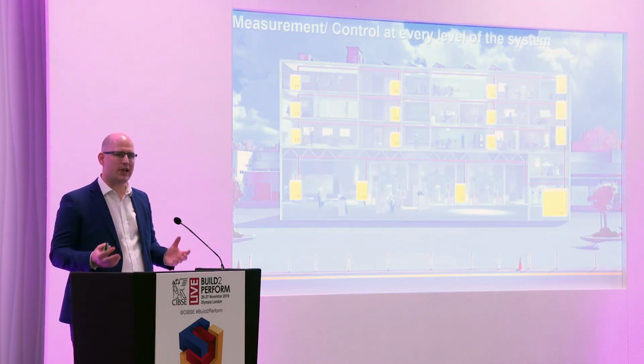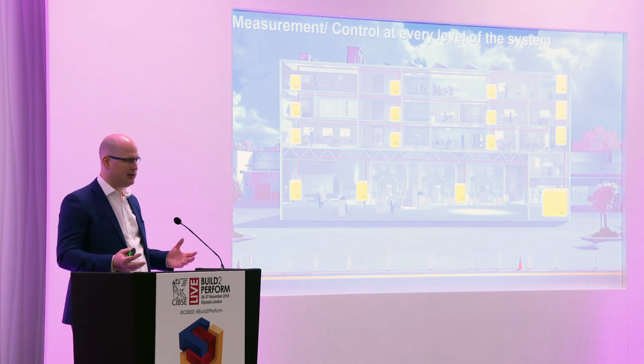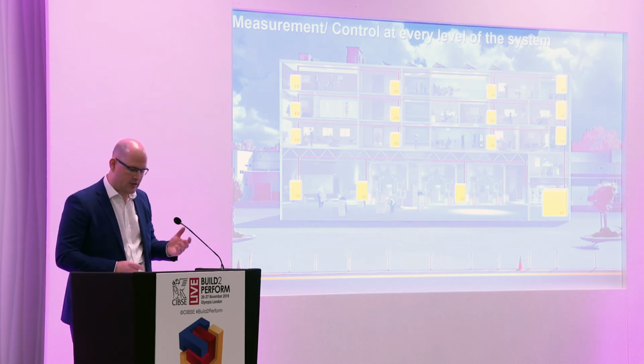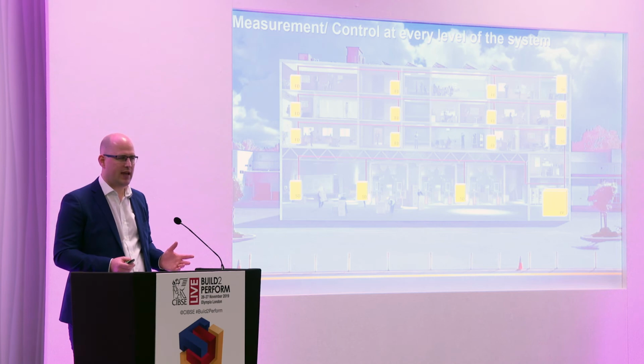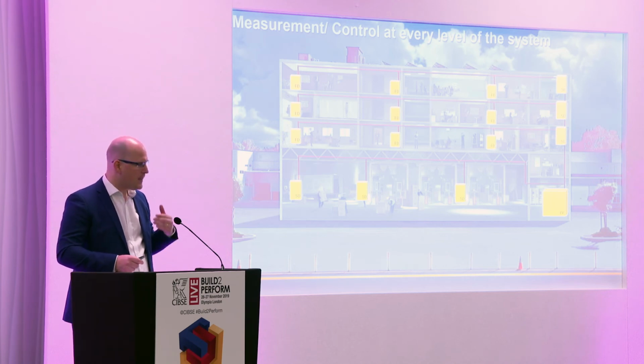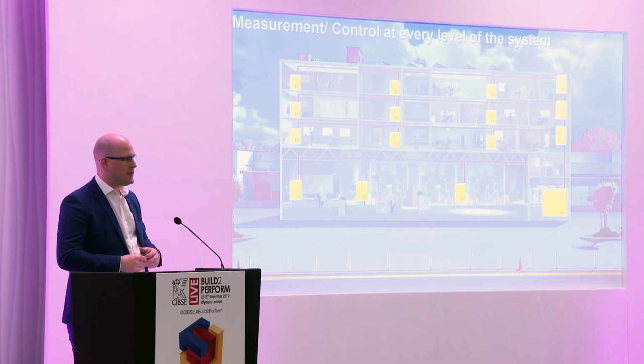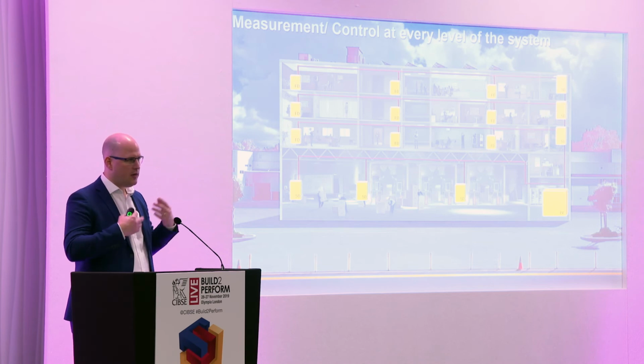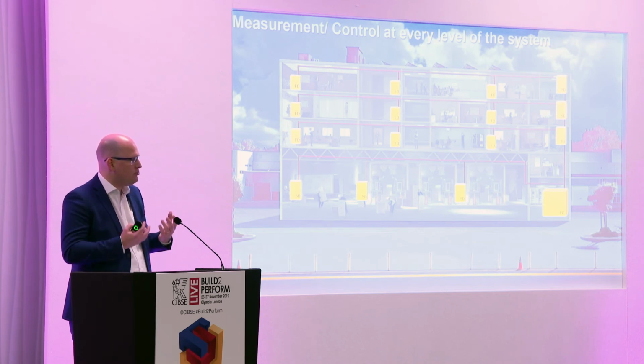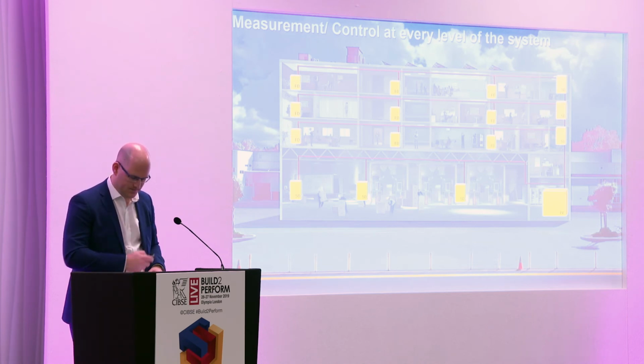So, what does the new electrical system look like? What should it look like? Well, one of the things we talk about is measurement and control at every level of the system. So think back to earlier when we were talking about data. Devices that are connected, I can have a conversation with Alexa, she can tell me what the weather is like. Think about that connectivity piece. This is really about information.